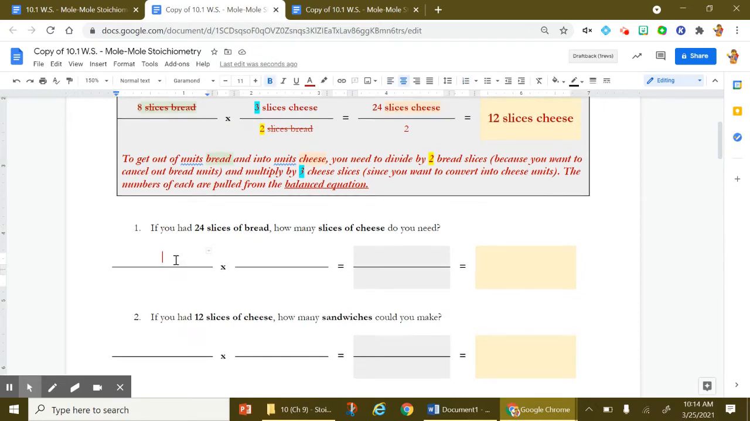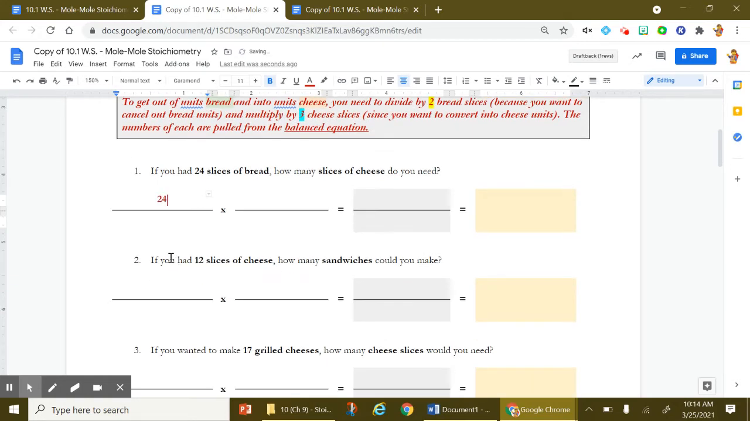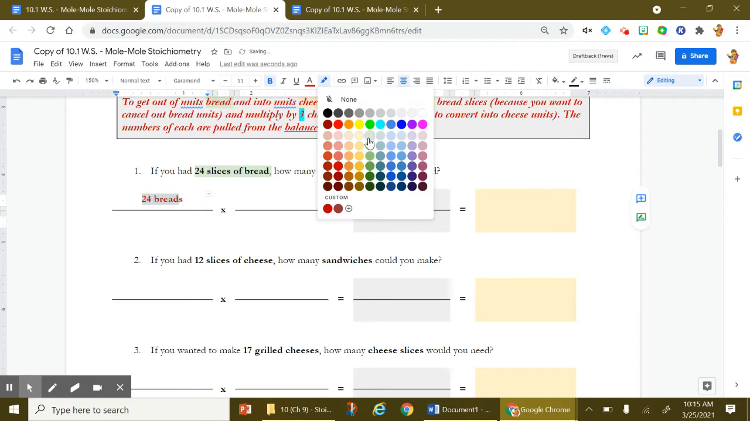You start by writing down your starting amount, 24 slices of bread. Okay. If you want to go shortcut, you can just say 24 breads. All right. I'm not going to fault you for that. So you got 24 breads. That's how much bread you're starting with. Yeah, I like to highlight stuff. I like to put some color in there. Okay, so you got 24 breads.